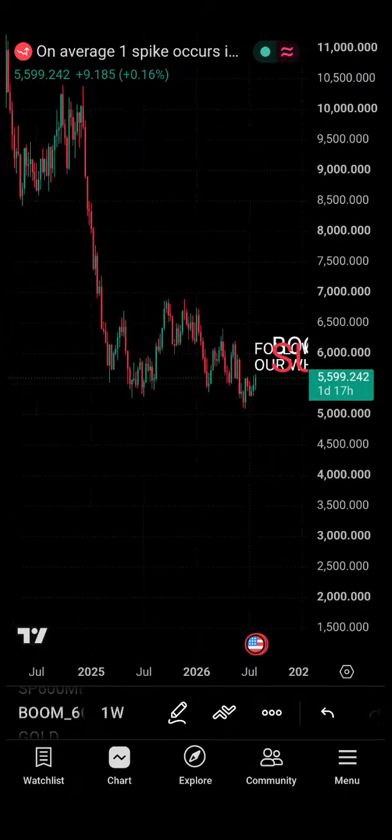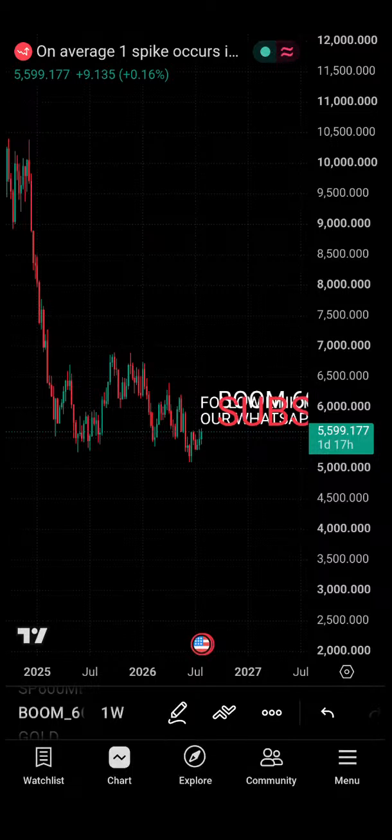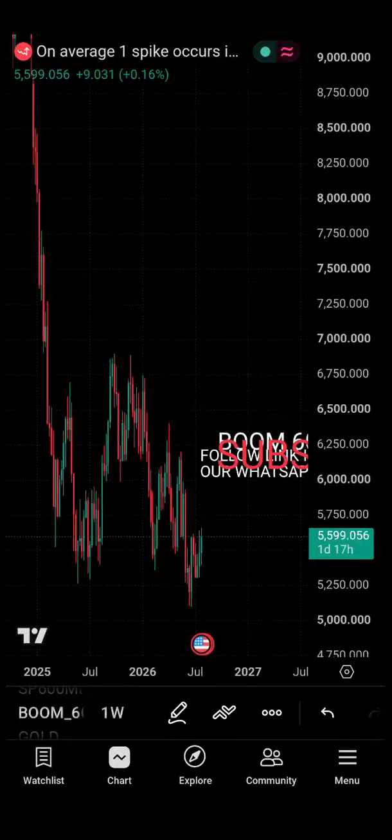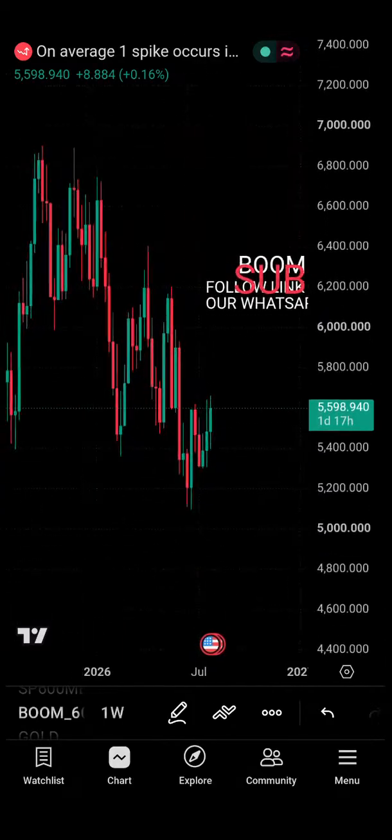Remember, guys, Boom 600, you can only find it on Derive. So far, that's what I know. If you want to trade Boom 600, these are synthetic indices, they run 24/7. They don't close like currency pairs and the stock market. You can trade them even on weekend.